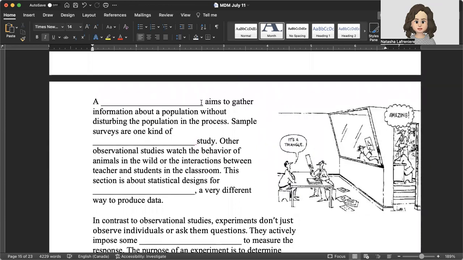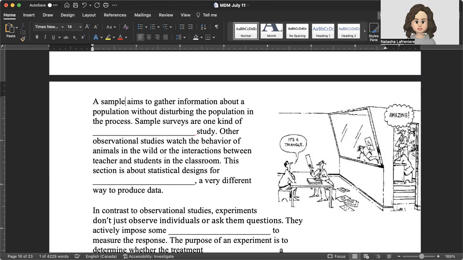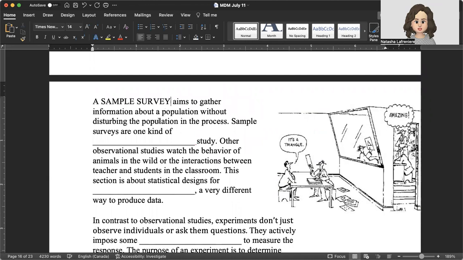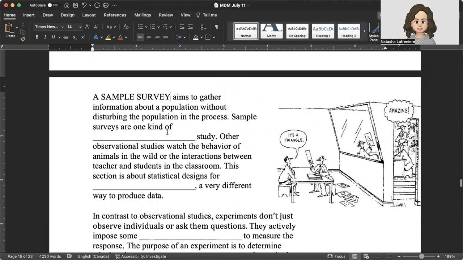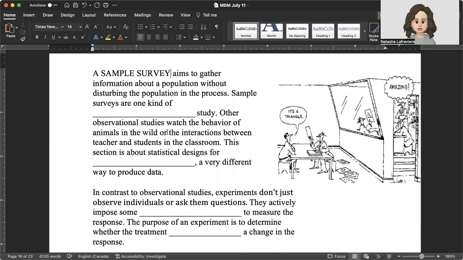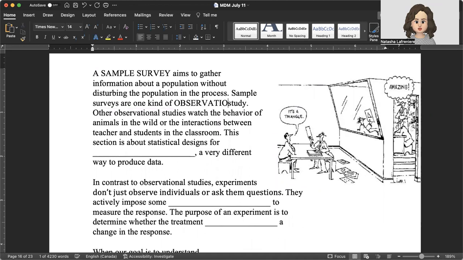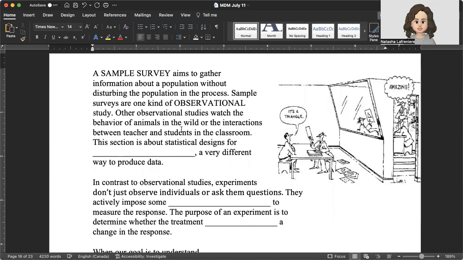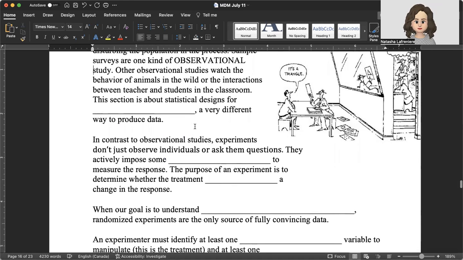A sample survey aims to gather information about a population. We're going to put that in caps. Aims to gather information about a population without disturbing the population in the process. A sample survey is one kind of observational study. That would be like when they are studying mice in their natural environments and they're not being disturbed. Other observational studies watch the behavior of animals in the wild or the interactions between teacher and students in the classroom.